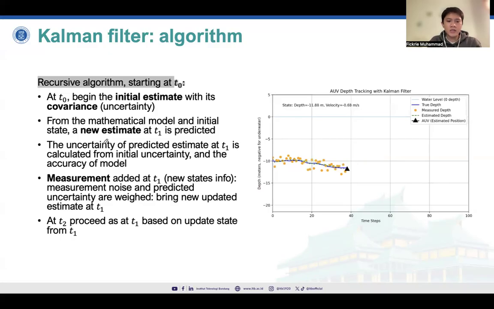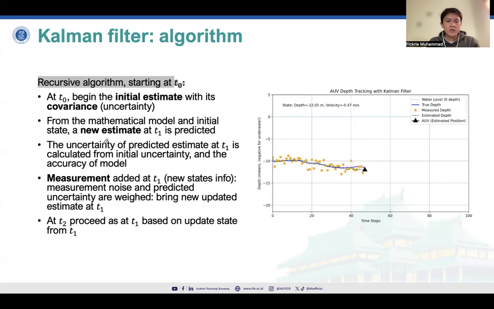And then we chip in the measurement at time 1. Then we'll provide the new states info. Previously, our states were 0, 0, 0, and then the next measurement is, for example, minus 13 meters depth, so our depth is 13 meters. That will be our new states info.